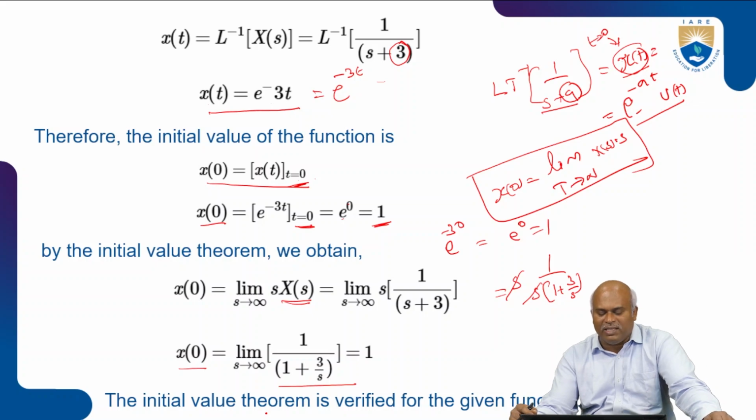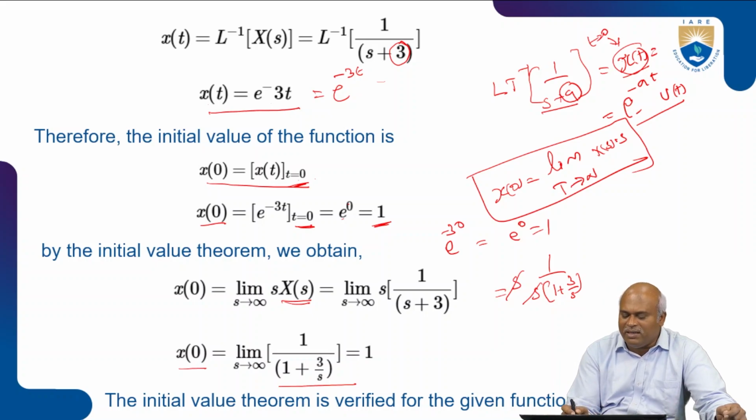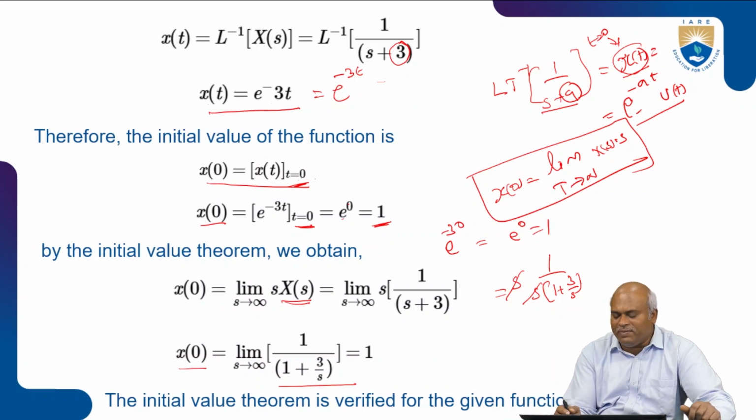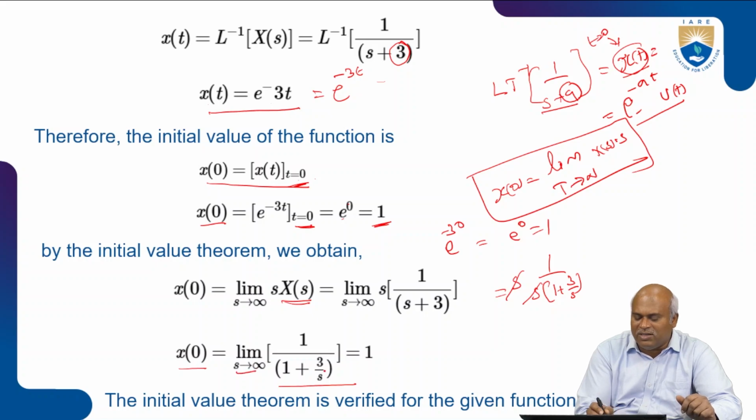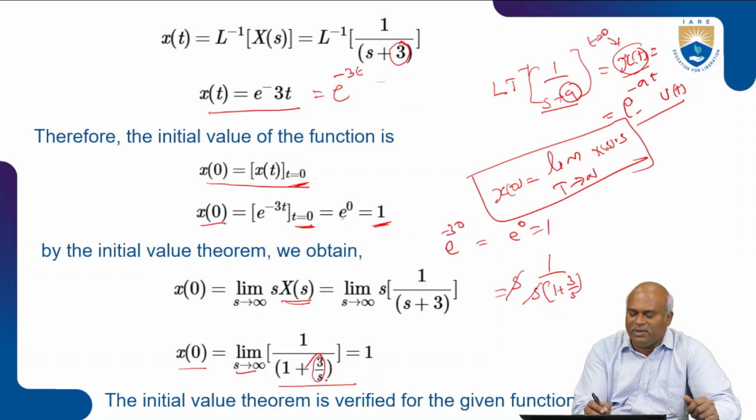The initial value theorem is verified for the given function. As s tends to infinity, 3 by s tends to 0, so 1 by 1 plus 0, that is 1 by 1, is equal to 1.